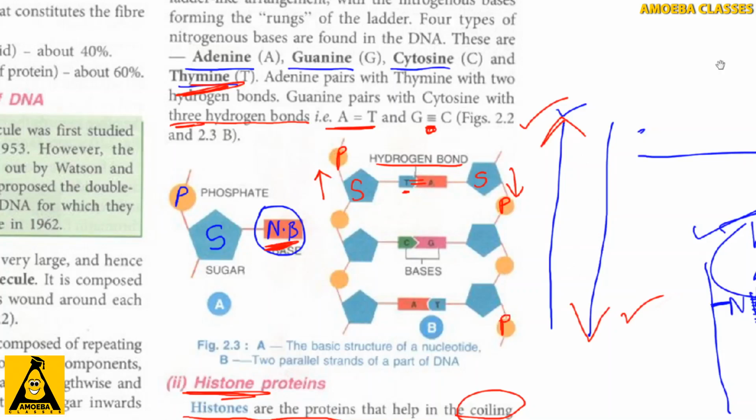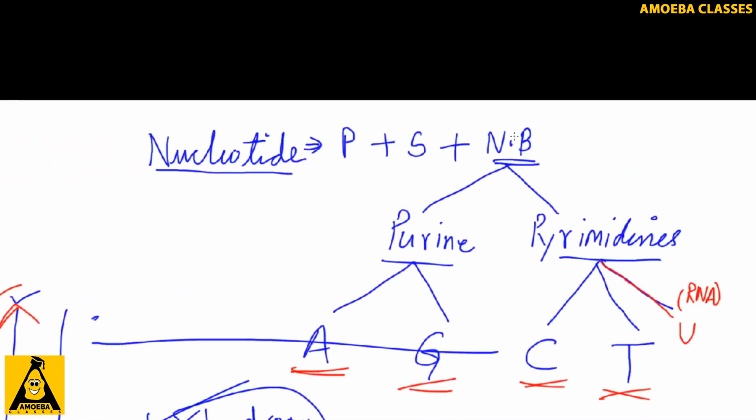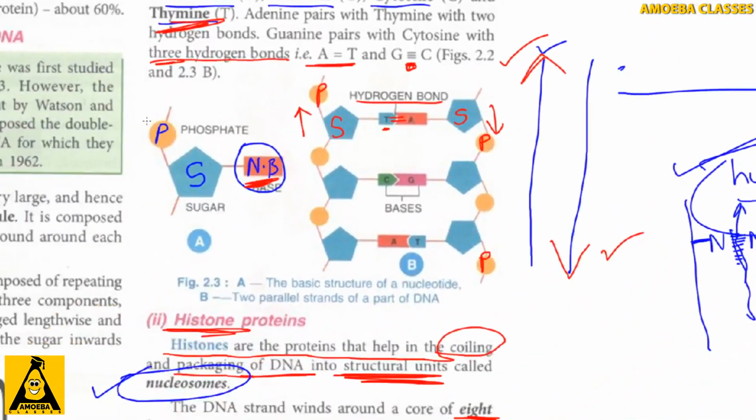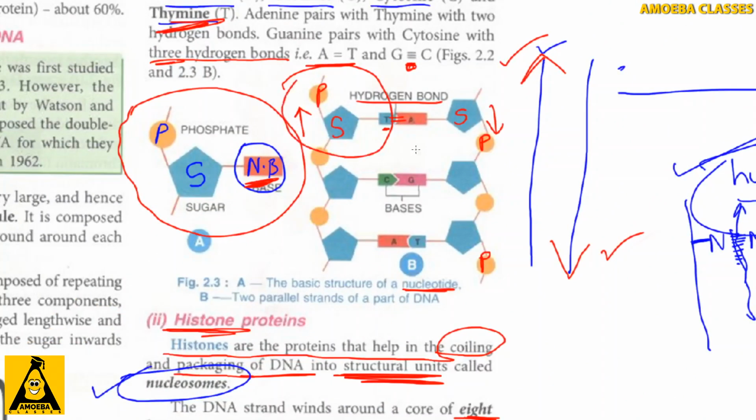Now, this nitrogenous base, sugar and phosphate together, what is it called? Nucleotide. If you look at this diagram, this is a single nucleotide, the basic structure of a nucleotide. So this is a nucleotide and this is a nucleotide. That means the DNA consists of two chains of nucleotides, one going upward, one going downward.